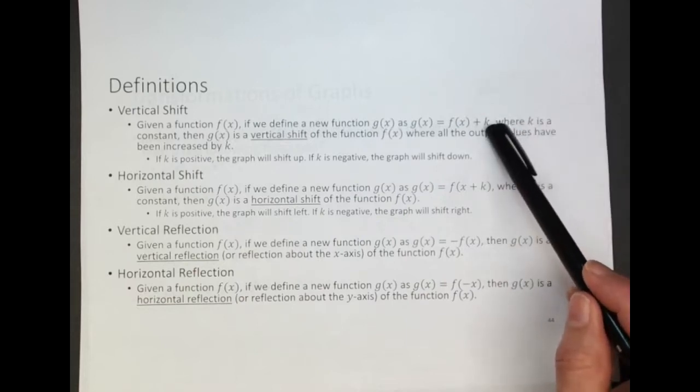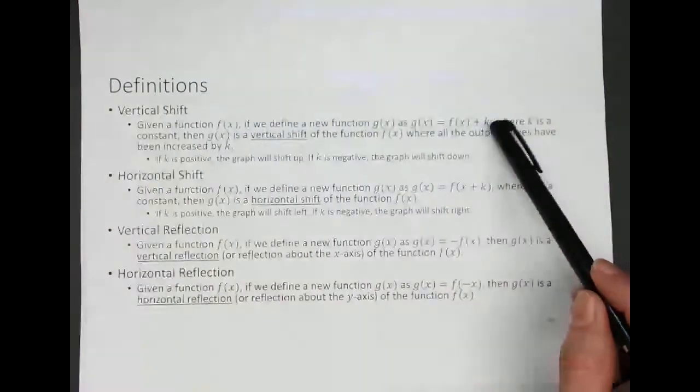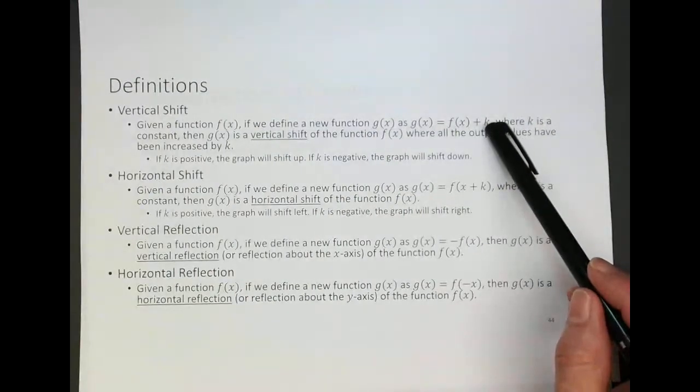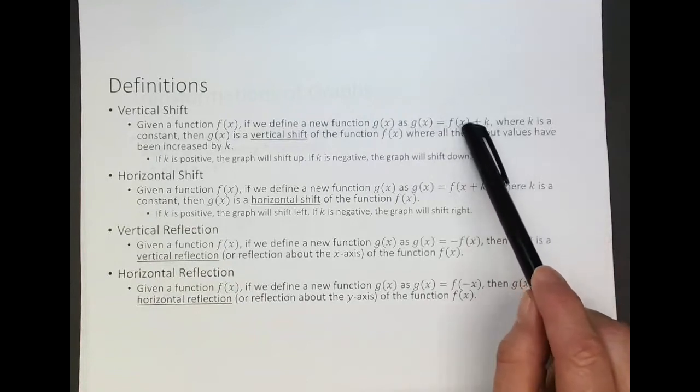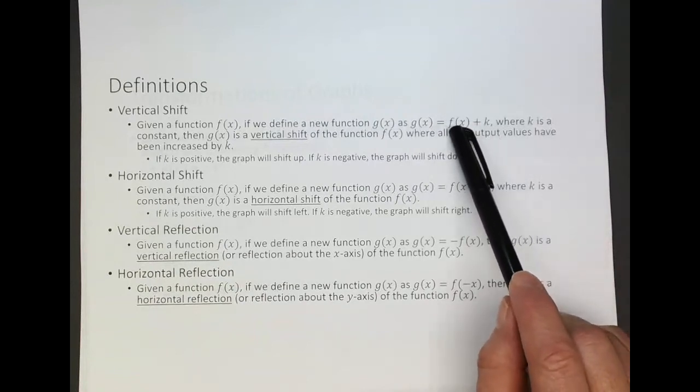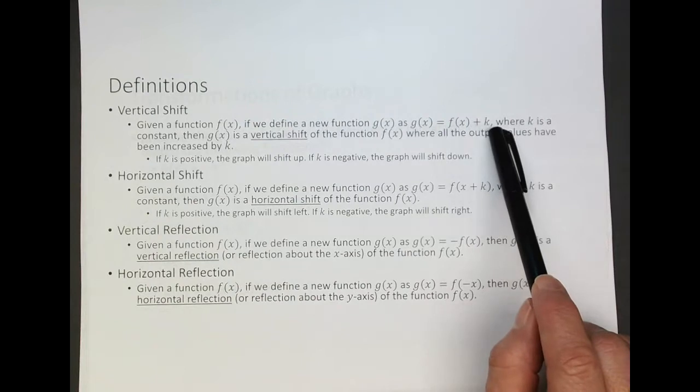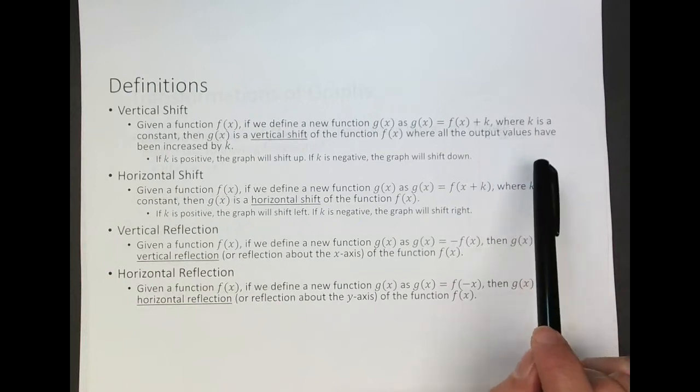If we're adding a positive number here, we're shifting it up. If we're adding a negative number here, we're shifting down. I like to think about it this way. f of x is the output of the function, so the output is getting some value added to it or subtracted from it. That means all the y coordinates of every point on that graph are either shifting up or shifting down.